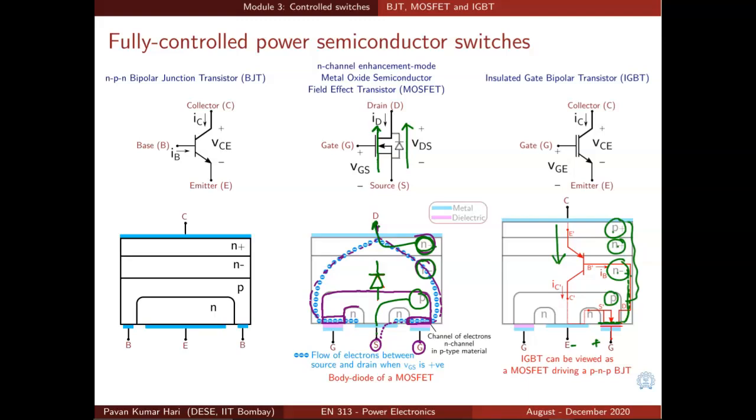Please note that the PNP transistor that we are referring to is an internal thing. So its emitter is E prime and its collector is C prime, but the main collector terminal of the IGBT is actually the emitter of the internal PNP BJT. So that is why the current will flow in this direction.